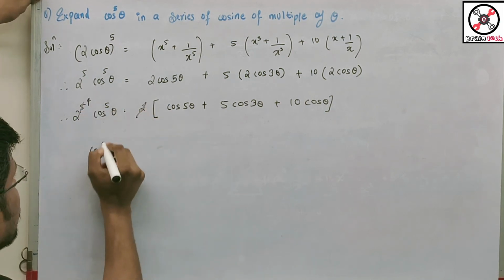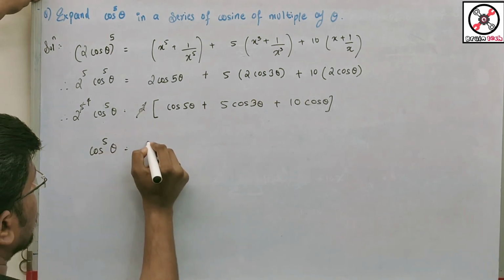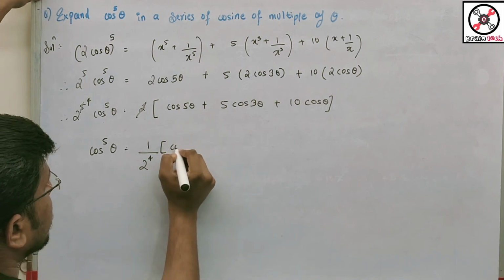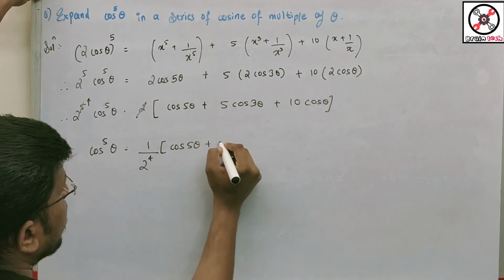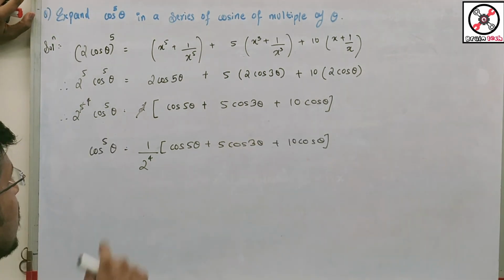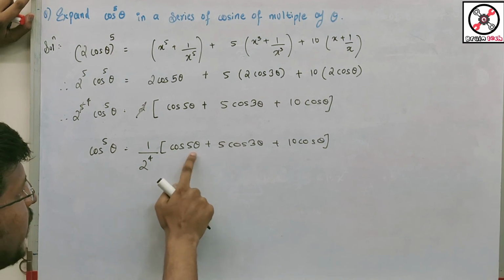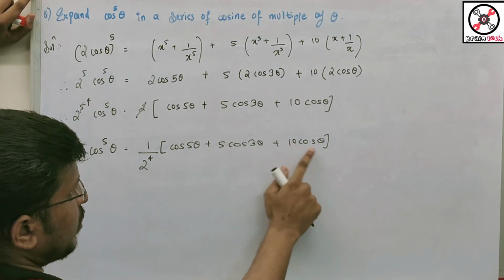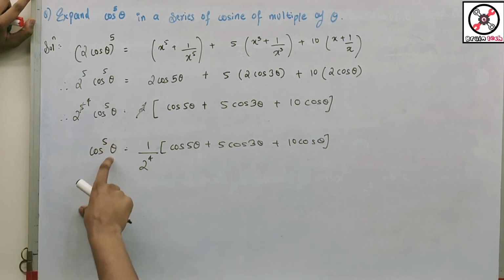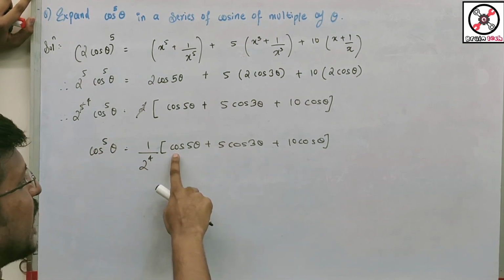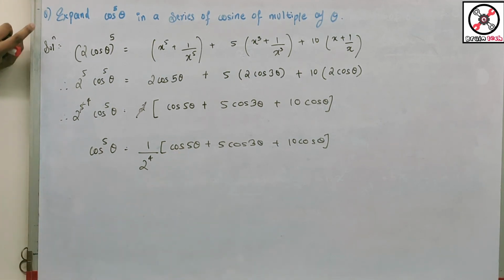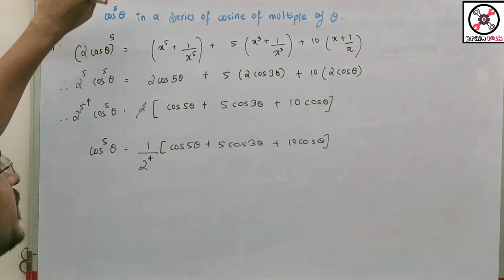So cos raised to 5 theta equals 1 upon 2 raised to 4 times cos of 5 theta plus 5 cos 3 theta plus 10 cos theta. So this is the answer for expansion of cos raised to 5 theta in terms of cosines of multiples of theta. So this was the solution for cos raised to 5 theta.